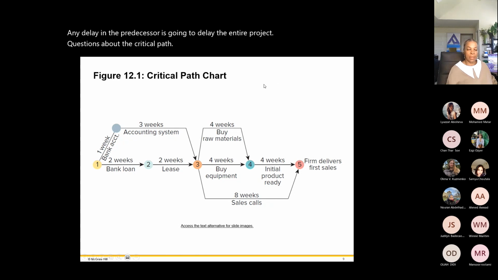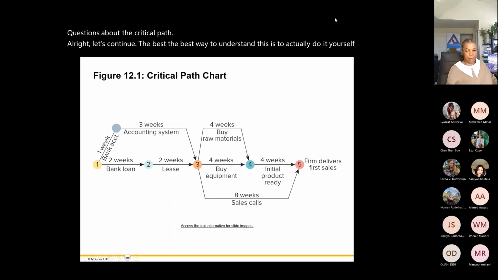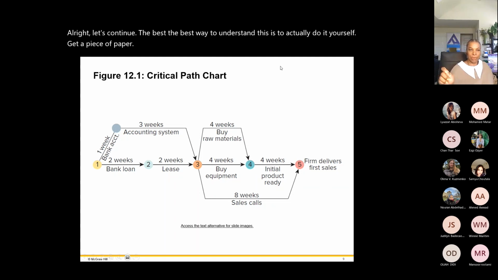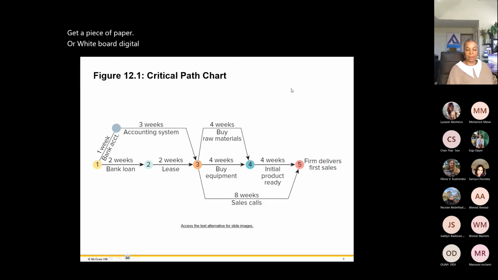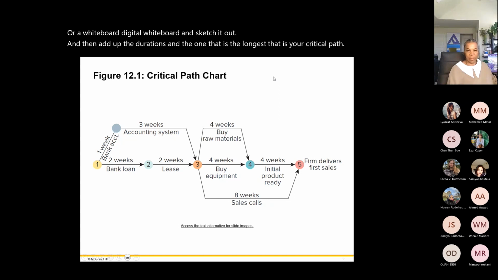All right, let's continue. The best way to understand this is to actually do it yourself. Get a piece of paper or a whiteboard, digital whiteboard, and just sketch it out. And then add up the durations, and the one that is the longest, that is your critical path. So you know what time frame you have to work with.